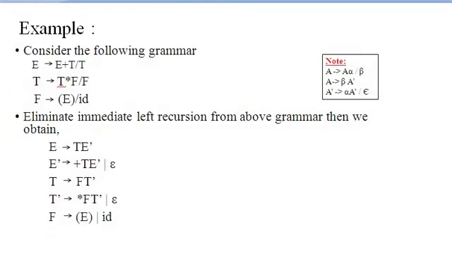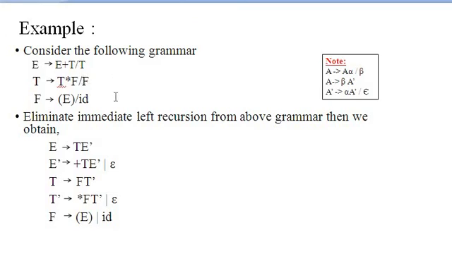Let's see an example. Consider the following grammar: E gives E plus T or T, T gives T star F or F, F gives opening bracket E closing bracket or ID. If there is any left recursion in the given grammar, then first you have to eliminate that recursion. In this grammar, there are two left recursive productions: E gives E plus T or T, and T gives T star F or F. In both of these productions, the left-hand side and right-hand side non-terminals are the same. So you have to remove left recursion from these two.